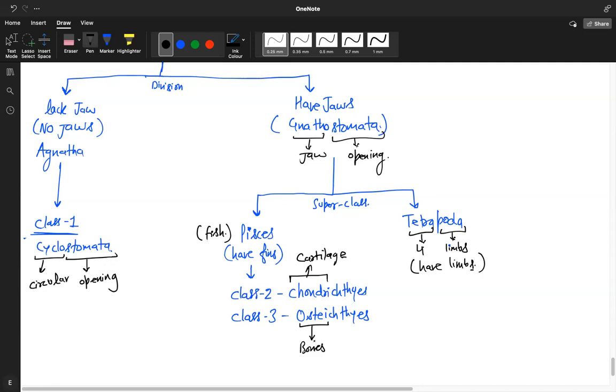Yes. So some fish have their whole skeleton made up of cartilage, and some fish have their whole skeleton made up of bones. That is the difference. They all have fins, and they all swim the same. So cartilaginous and bony fishes are called chondrichthyes and osteichthyes, class 2 and class 3. Then the other classes we study are in tetrapoda.